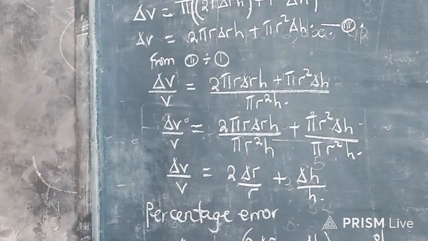Now we are going to look at the percentage error, because they are telling us here that it should be less than 1.0%. But we are given the exact value of the radius and we are given the exact value of the height.